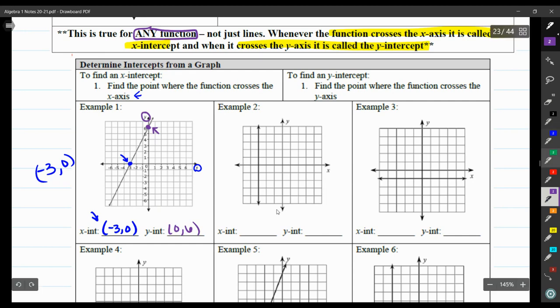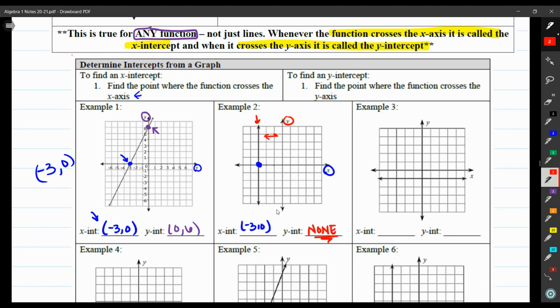Let's look at example 2. We have a vertical line. So for the x-intercept, again, I want to know, where does the line cross the x-axis? So that would be here. So 1, 2, 3 at negative 3, comma 0 again. Now for the y-intercept, here's the y-axis and here's the line. Those two never cross each other. There is not a y-intercept for this one, and that's okay. This vertical line will never touch this y-axis here, so there is no y-intercept.